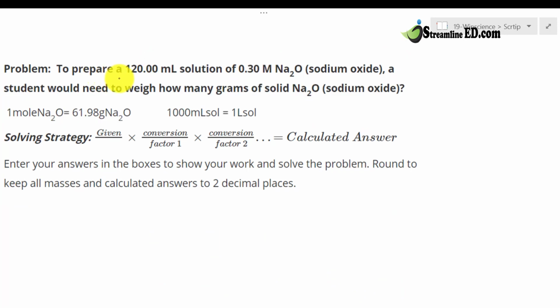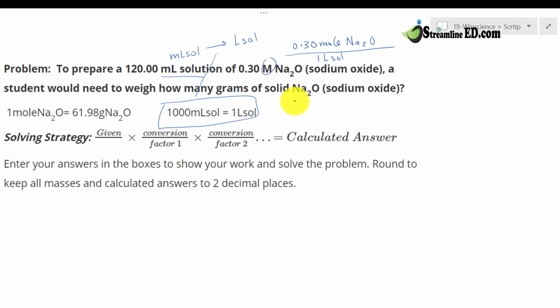In this case, to prepare 120 milliliter solution. So again, this is in milliliter, mL of solution. So we need to convert this to liter of solution using this conversion factor right here. And we have a concentration of 0.30 molarity, which can be expressed as a conversion factor: 0.30 moles of Na2O divided by 1 liter of solution, sodium oxide. So a student would need to weigh how many grams of solid sodium oxide.